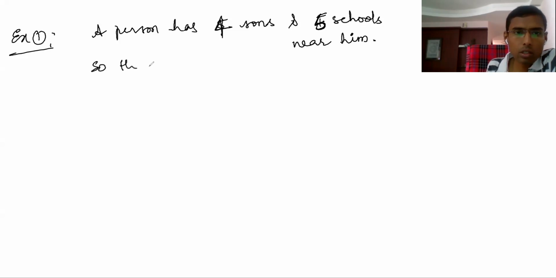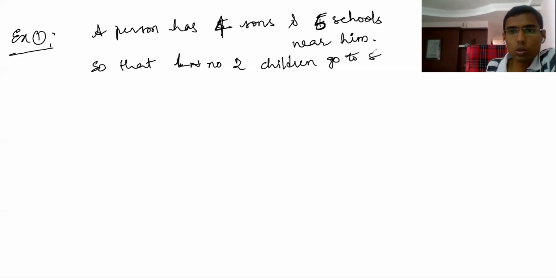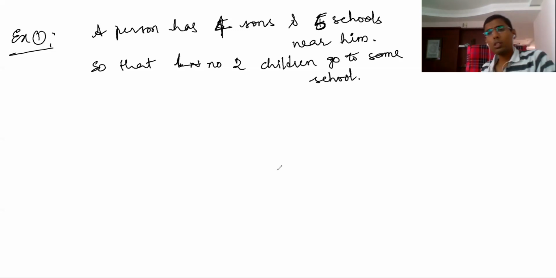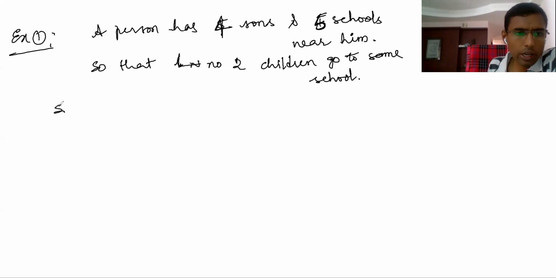so that no 2 children are sent to the same school. So that no 2 children go to the same school. That is a condition. Okay, no 2 children should go to the same school. What I should do here is so that no 2 children go to the same school. Now, what is the process? Actually, what is the process?